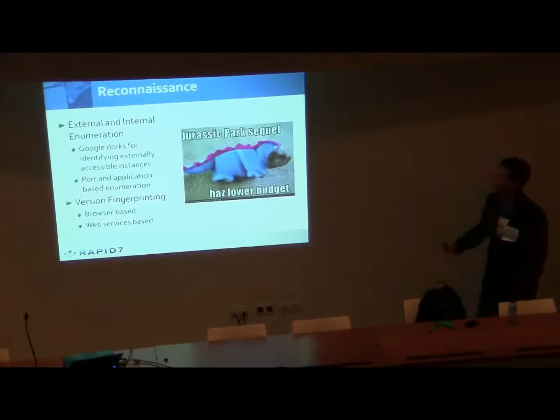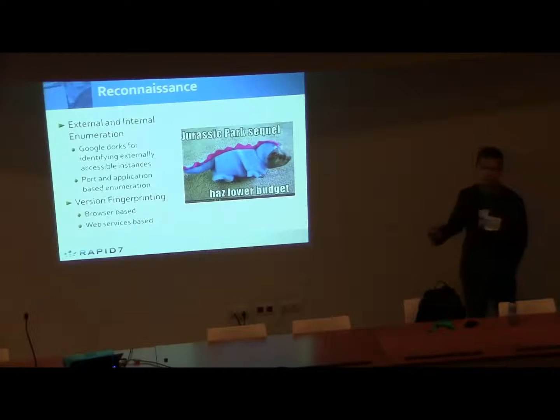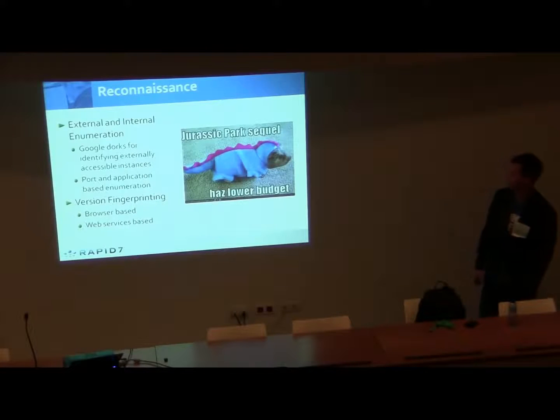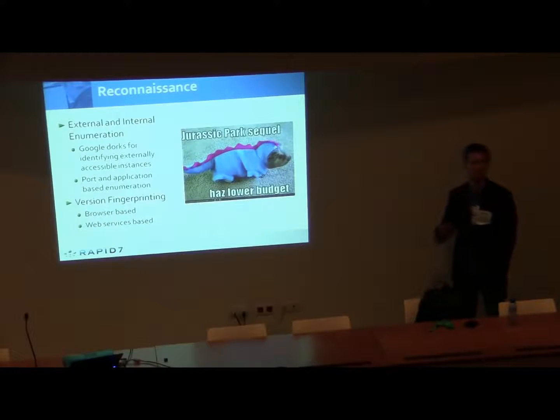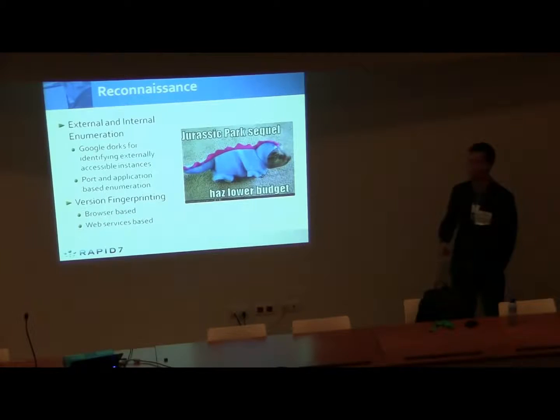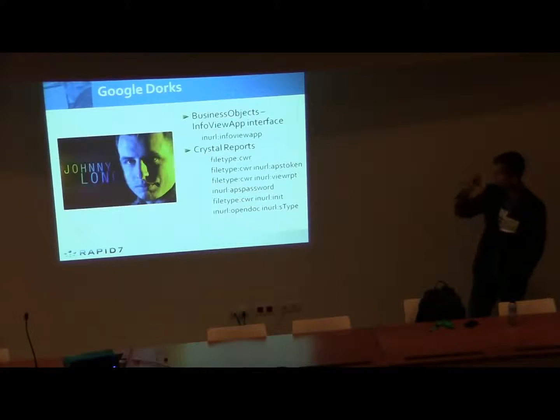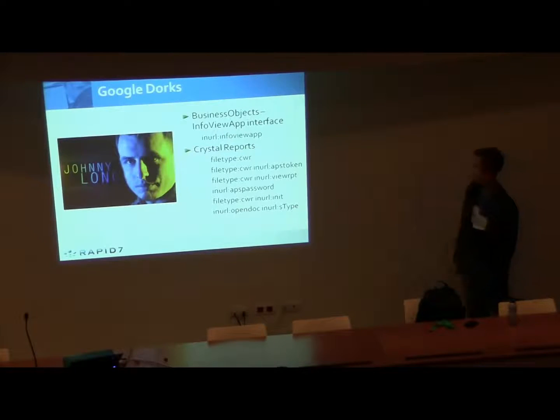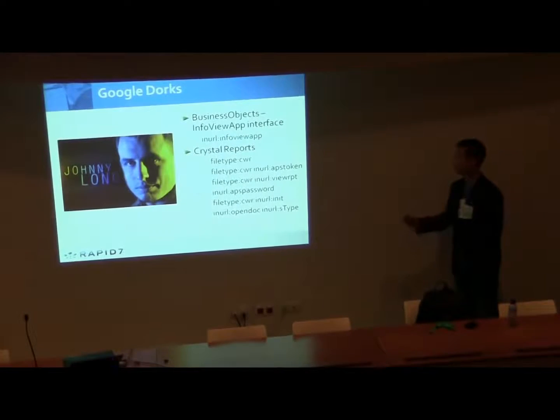So a couple of different ways for reconnaissance: external and internal enumeration. If it's a completely black box pen test, and you want to help the customer identify what they have exposed on the internet, you give them a couple of Google Docs for that. Port and application-based enumeration, so scanning, trying to identify if they have business objects deployed. And then from there, version fingerprinting, either through the browser or through web services. So a couple of Google Docs here. In URL InfoView app, we'll pull up a few different interesting ones.